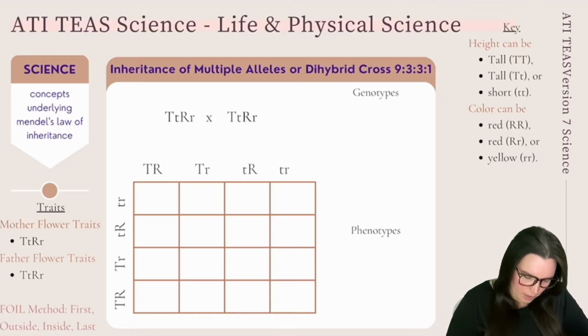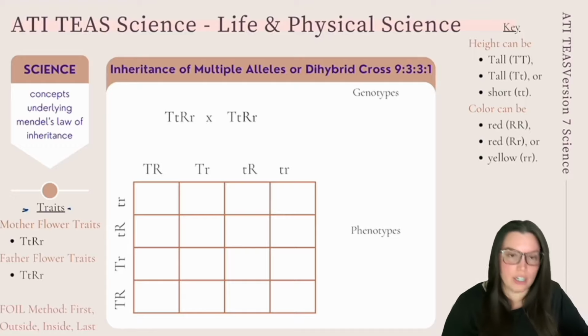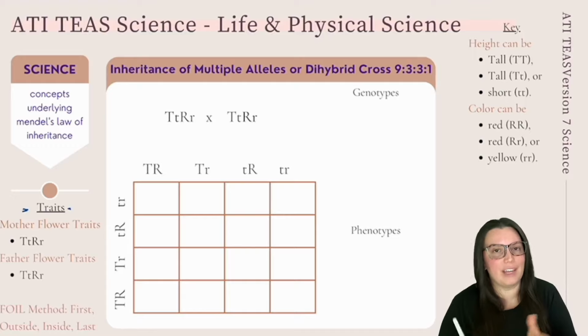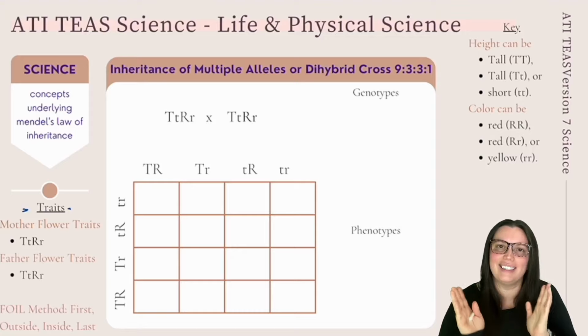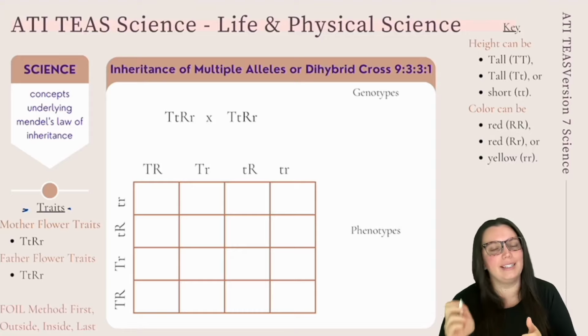So as we look over here on the left-hand side of our chart, we have a mother flower and a father flower, and they both have the exact same traits: big T, little t, big R, little r.